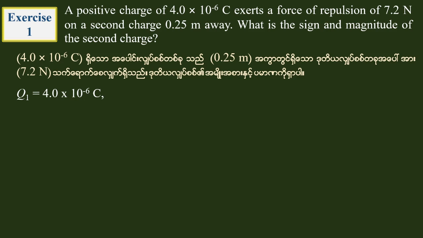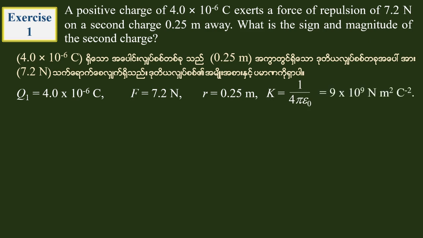4.0 into 10 to the power minus 6 coulomb is a positive charge. The F is 7.2 newton, a force of repulsion, so the second charge is also positive. R is equal to 0.25 meter. K is equal to 1 divided by 4 pi epsilon naught, that is equal to 9 into 10 to the power 9 newton meter square per coulomb square. F is equal to 1 divided by 4 pi epsilon naught into Q1 Q2 divided by R square.